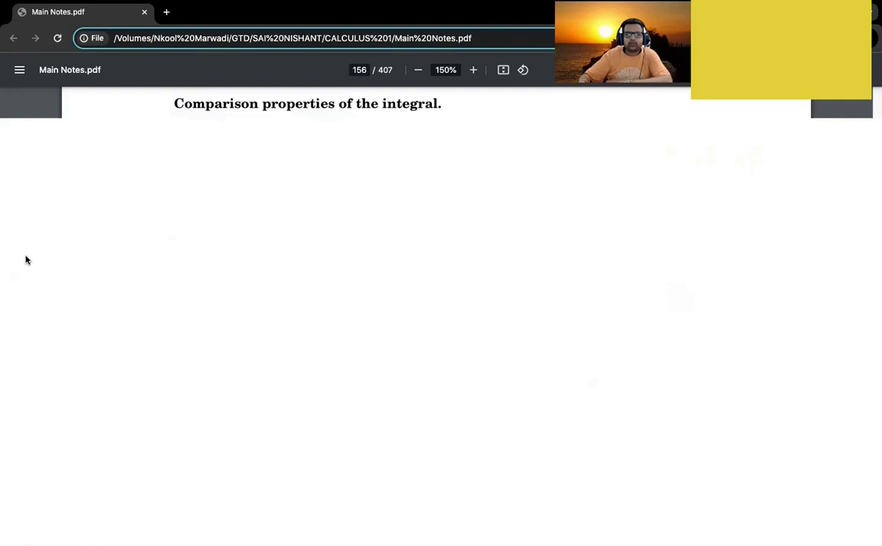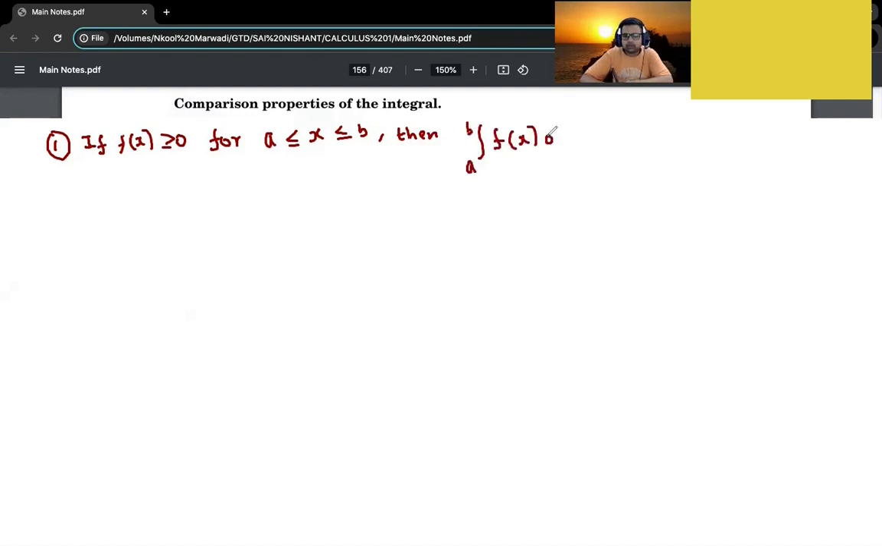Now we will discuss the comparison properties of the integral, some more properties. I have a function f of x. If this function f of x is greater than or equal to 0 for x lying between a and b, then integration from a to b f of x dx will be greater than or equal to 0. It's a very easy property. If the function is positive in an interval, the integral in that interval will also be positive.